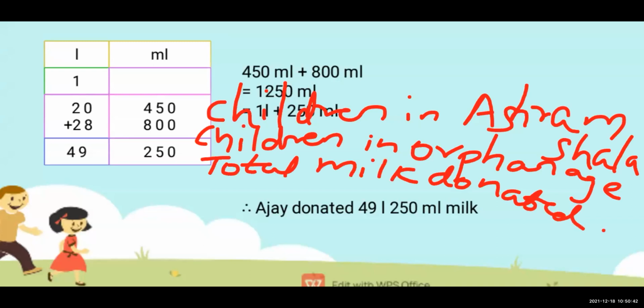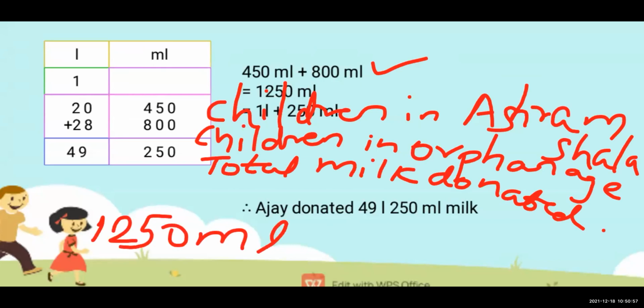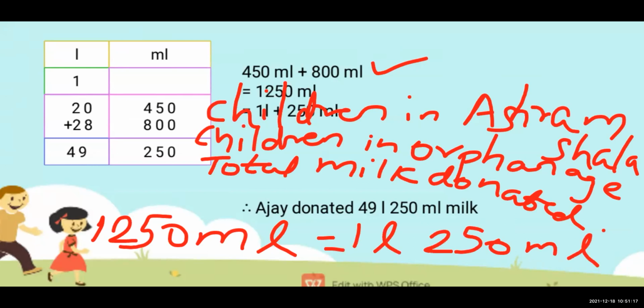Now same thing we have to add 450 to 800 milliliters. See, I have added over here 450 milliliter plus 800 milliliter. Now what it become? It become 1250 milliliter. As we add 450 plus 800, we got 1250 milliliter. Now this we have to convert into liter as well as milliliter. So कितना होगा? 1 liter and 250 milliliter. Clear?